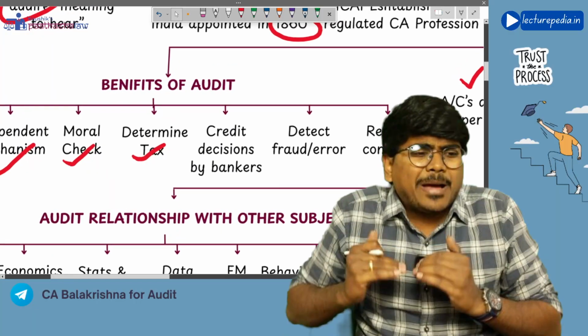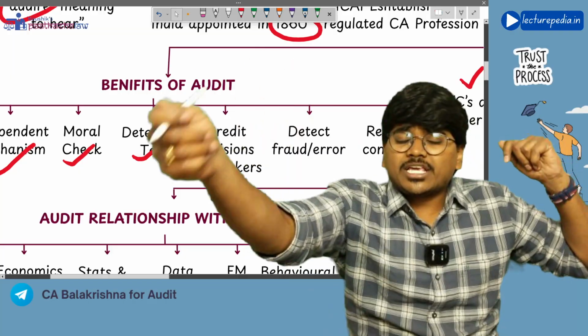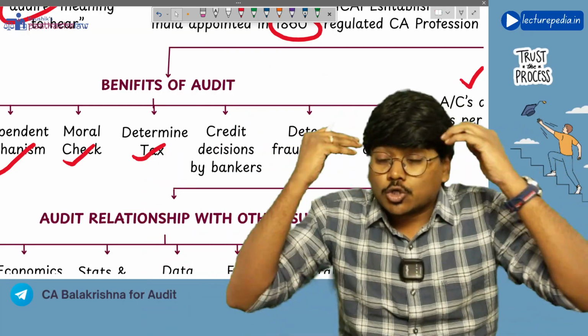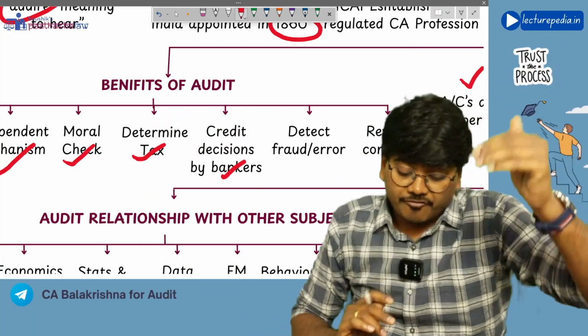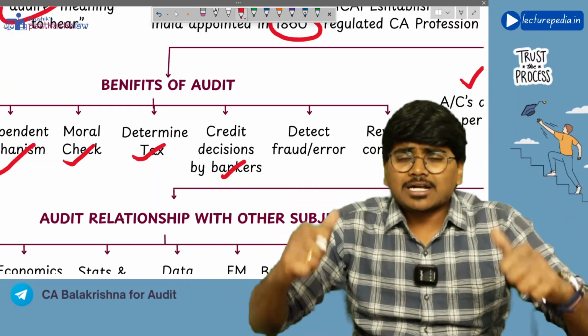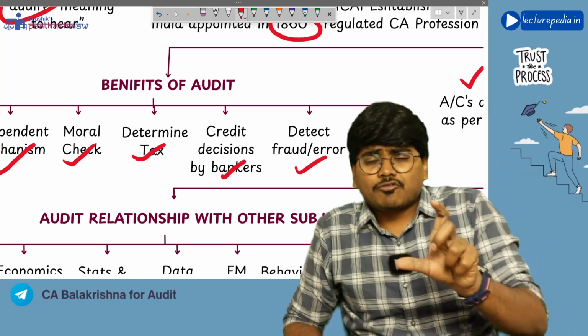Next, bankers take a decision whether to give a loan to this company or not. If you give a loan to this company, whether this company will repay the amount or not, to take that decision also, it will depend on the audited financial statements. Next, of course, audit will help to detect frauds and errors, right?